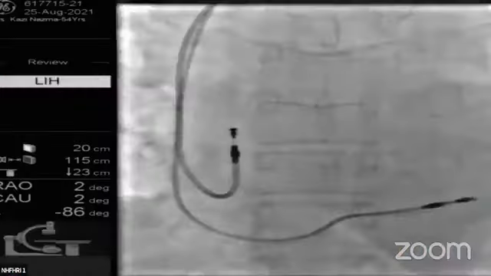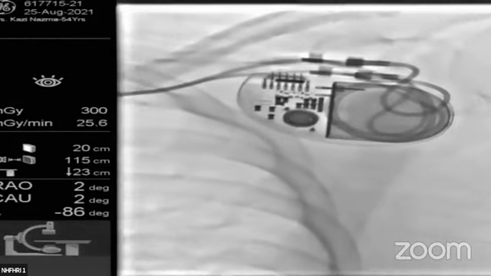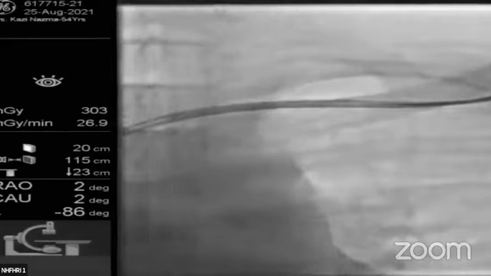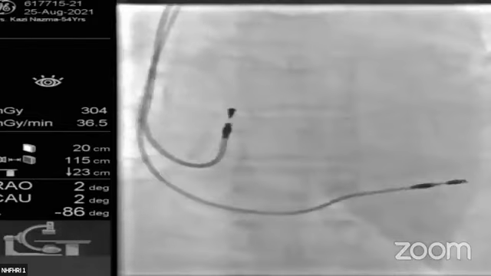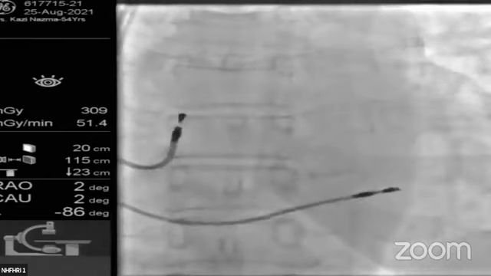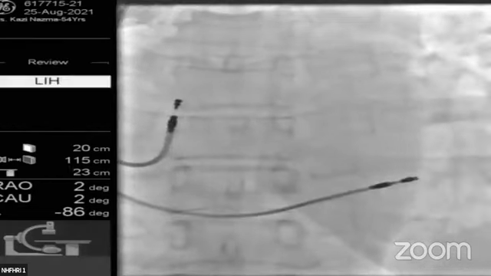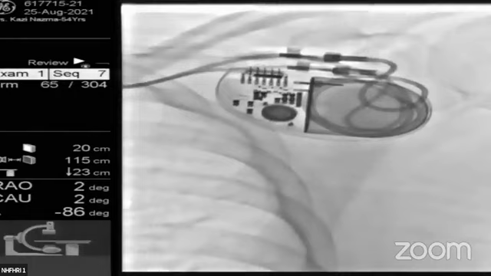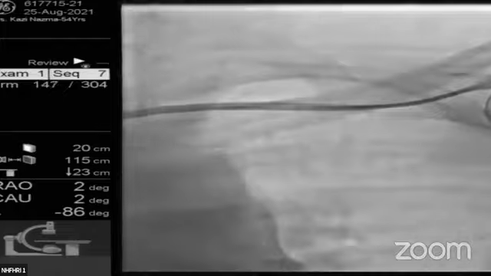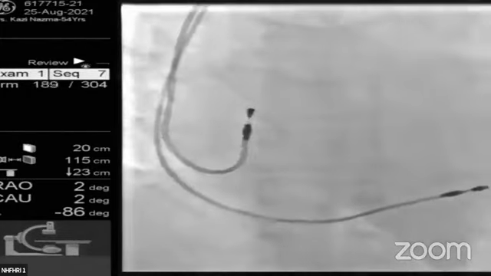Now you have to close the pocket. Finally, you have to check the loop and position, whether it is fixed or not, and you should keep it because in the next 7 days it may be displaced. You have to compare with this one if you suspect that any of the leads is not working, especially the right atrial lead may be lost.